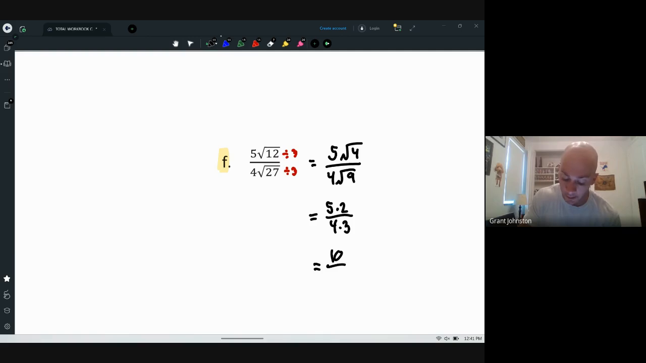5 times 2 is 10. That's going to be on the numerator. 4 times 3 is 12. That's on the denominator. So 10/12. That's the answer. But since it's 10/12, why don't we simplify that fraction? 10/12, they're both even numbers, so I know they're divisible by 2. So let's divide those by 2. We can go 5/6 with this as a more simplified answer.